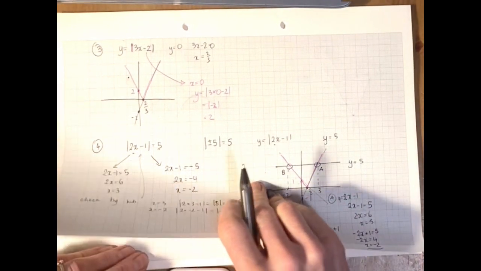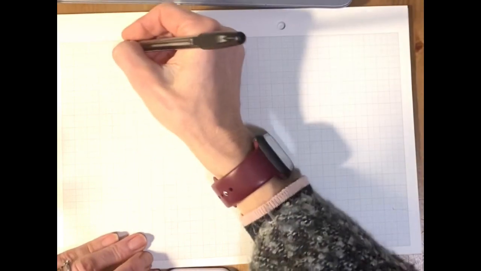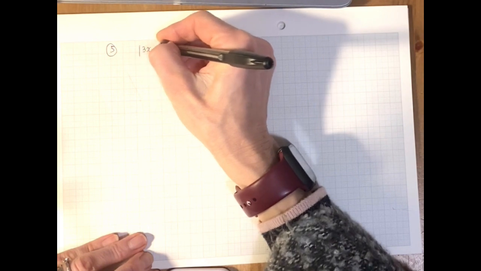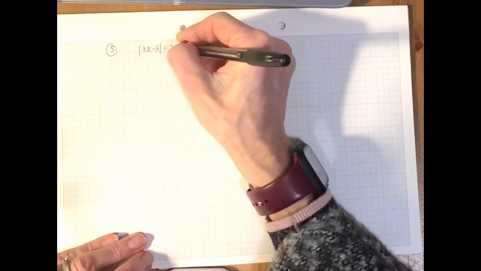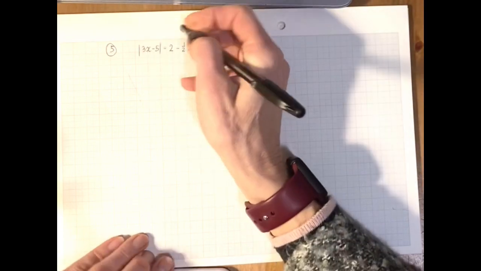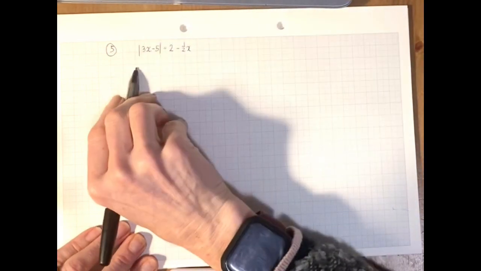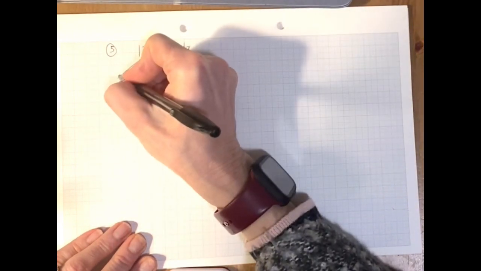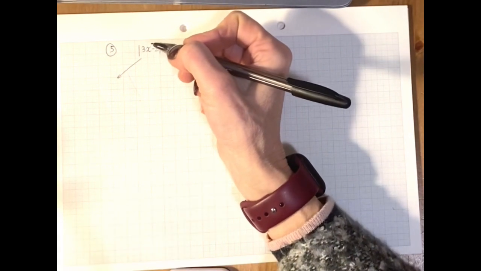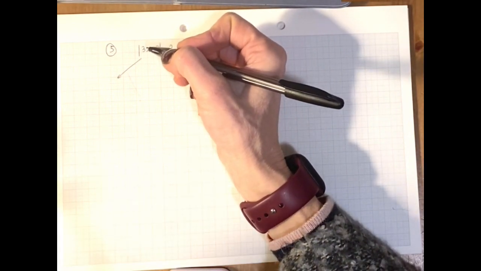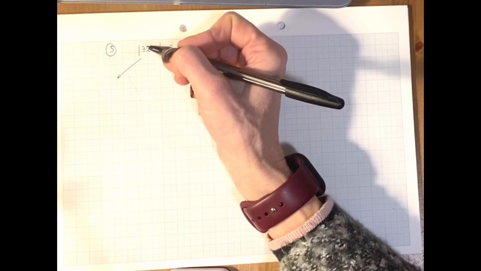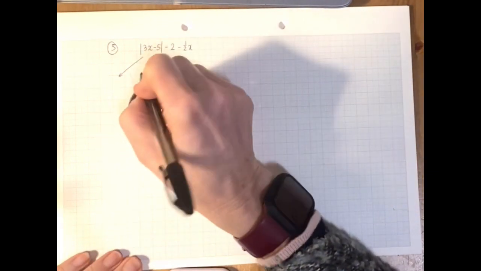Let's look at example 5. Here we have another equation: modulus of 3x minus 5 equals 2 minus a half of x. I would recommend doing it algebraically and checking that your answers work in the equation. If they don't, you can reject them, because it's possible that you'll find answers that don't work. And if they do, then you keep them. Now we're going to sketch it just to show you graphically.